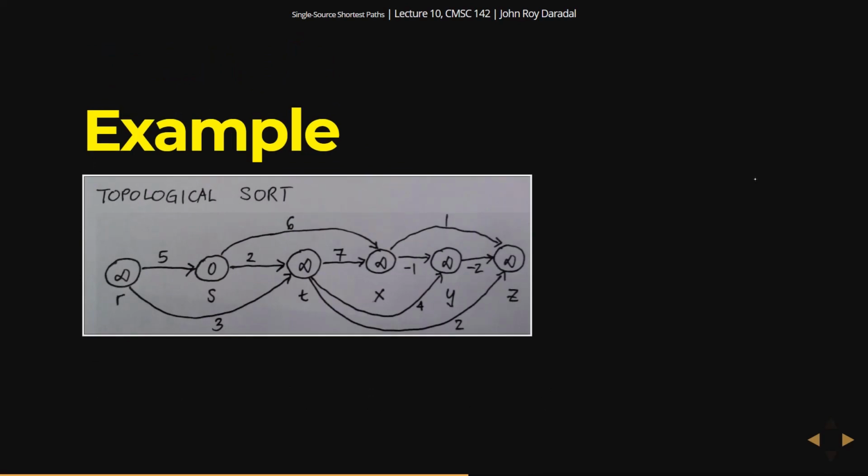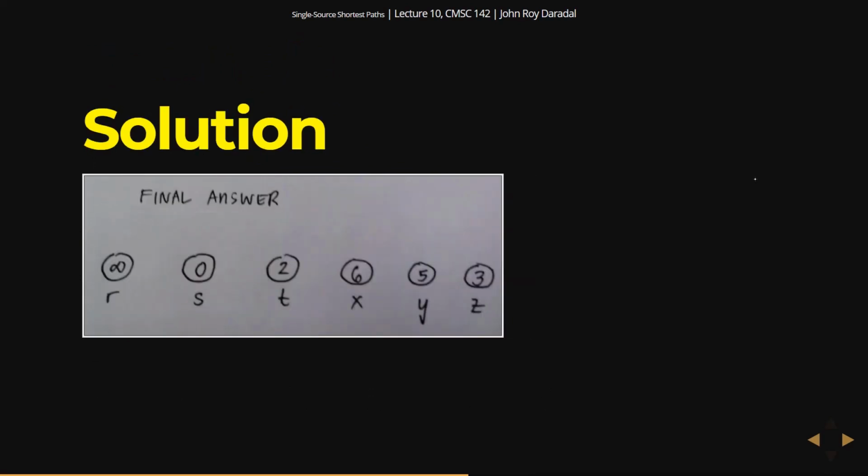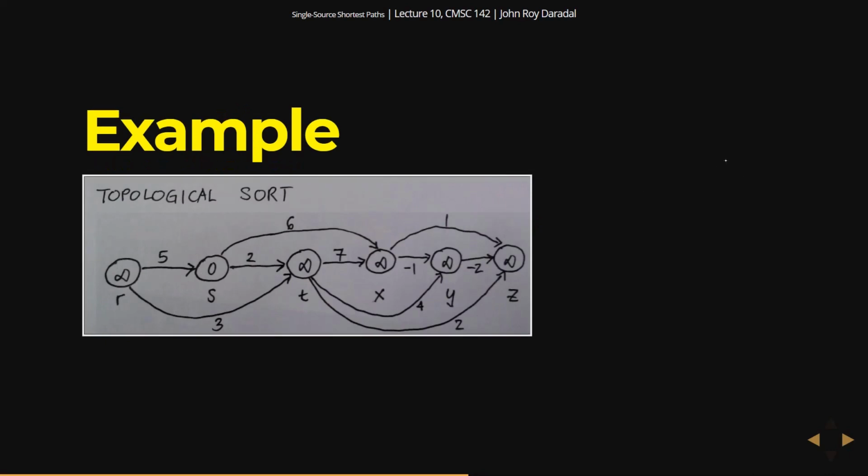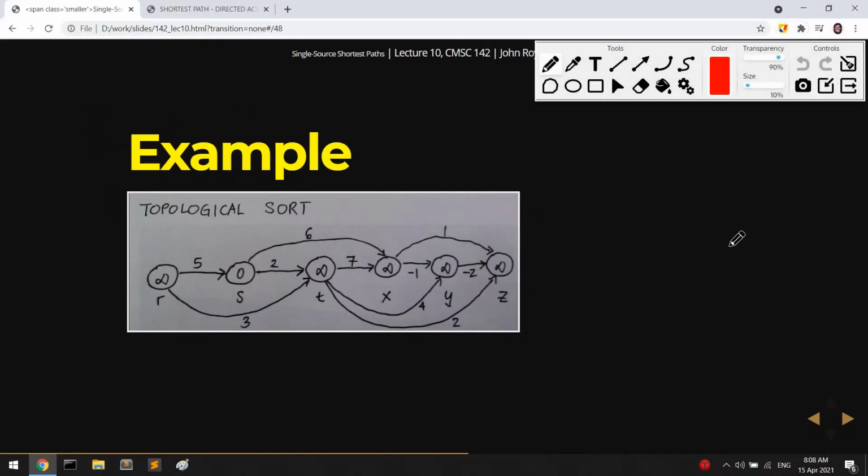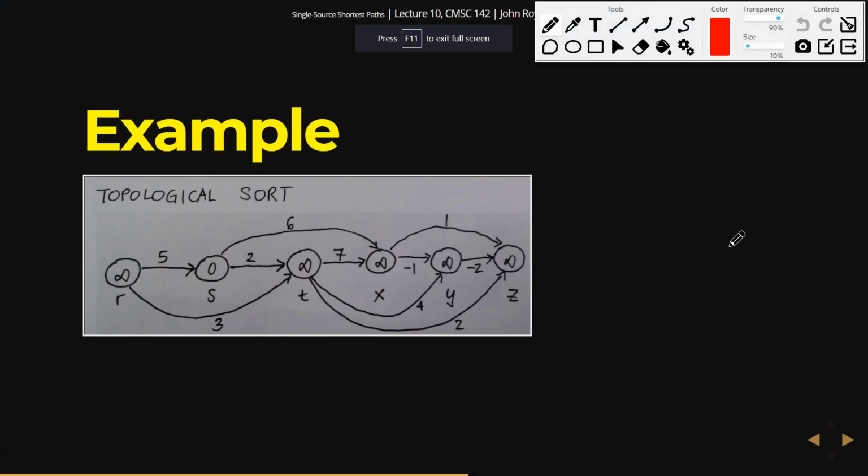Yeah, so if we topologically sort it, it looks like this, and then the final answer is 0, 2, 6, 5, 3. Okay, so if you draw it in the topological ordering, it's even easier to visualize, right? So you start here and then you check each edge. So infinity plus 5, no. Infinity plus 3, no. Then 0 plus 2, so this becomes 2. And then 0 plus 6, so this becomes 6.